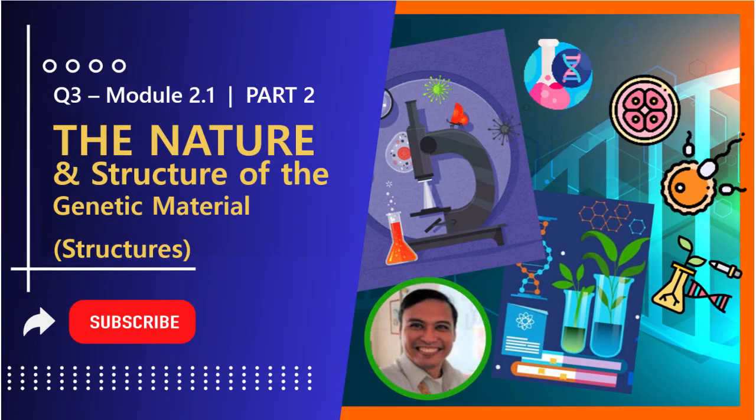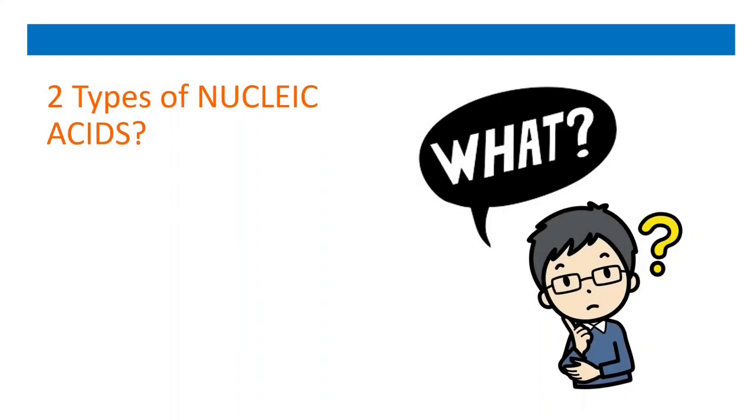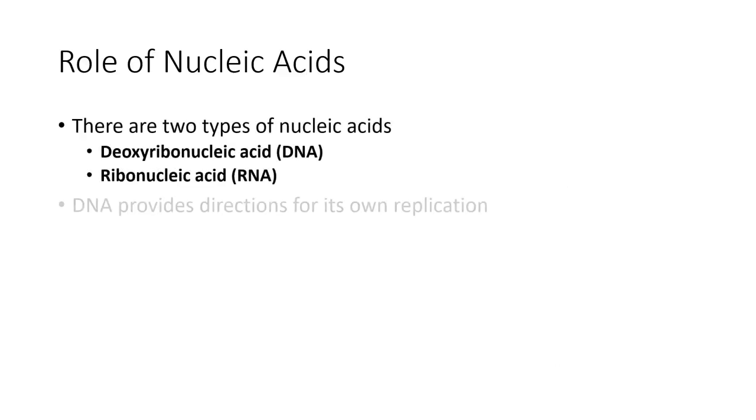Okay, let's look at some important information as well. What are the two types of nucleic acid? It's very familiar. It's DNA and RNA. What are the roles of nucleic acids? So you're very familiar with this one.